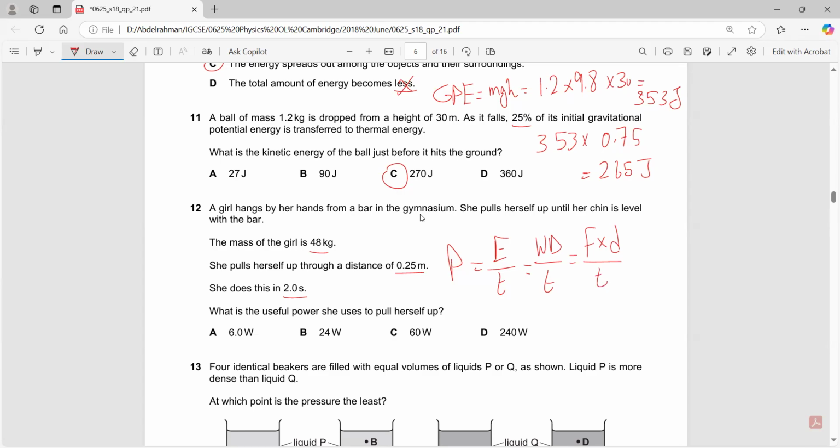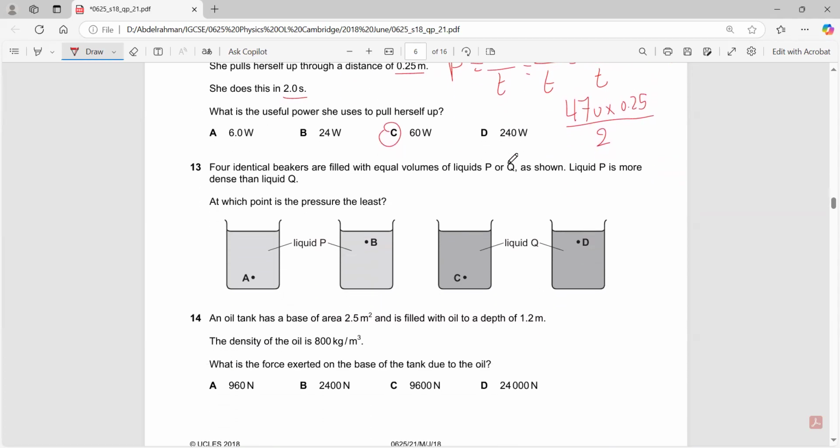Can I find the weight? Yes, you can find the weight. Weight equals mg. So 48 times 9.8, which is around 470. So 470 times a distance of 0.25 meters over the time, which is 2 seconds, times 0.25 divided by 2, gives 58.8, which is almost equal to 60 watts. Energy over time.